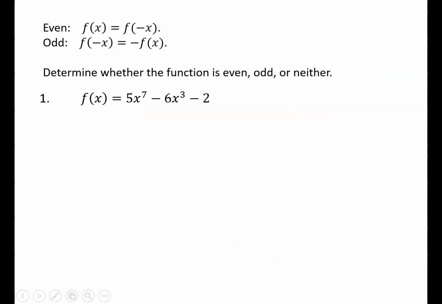Next, we're going to look at some functions that are in equation form and determine if they are even or odd. So we don't have the graphs to look at here. So look up at the top of the slide. Definition of even is that f of x equals f of negative x. So the first thing we're going to do on these problems is find f of negative x, compare it to your original. If they are the same, we can say the function is even.